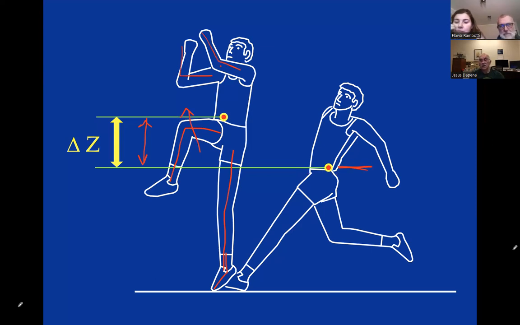This is because to be low at the start of the takeoff phase, it means that you have to be low already in the last 1 or 2 steps of the run-up. And it's very difficult to run fast and low. And many high jumpers, including many elite high jumpers, don't know how to do both of those things together.